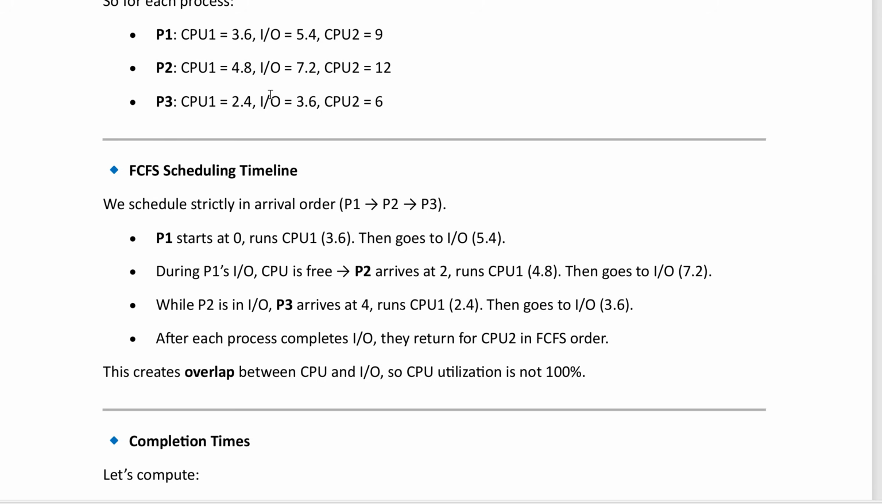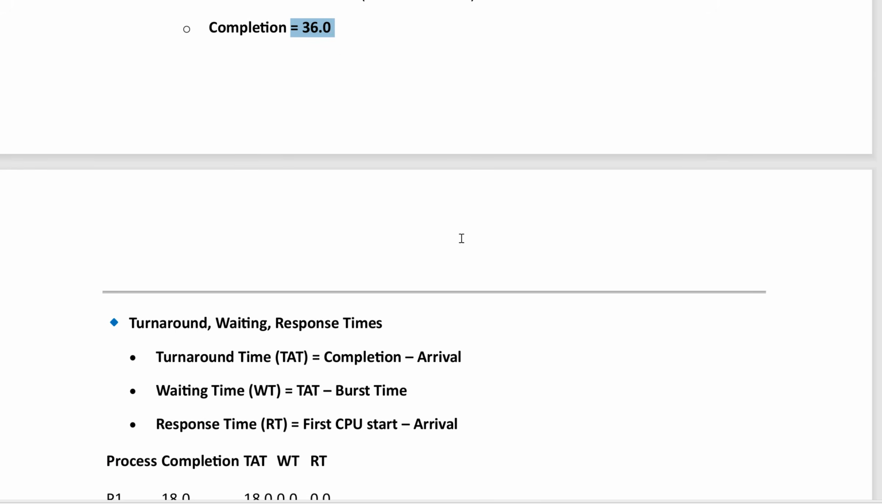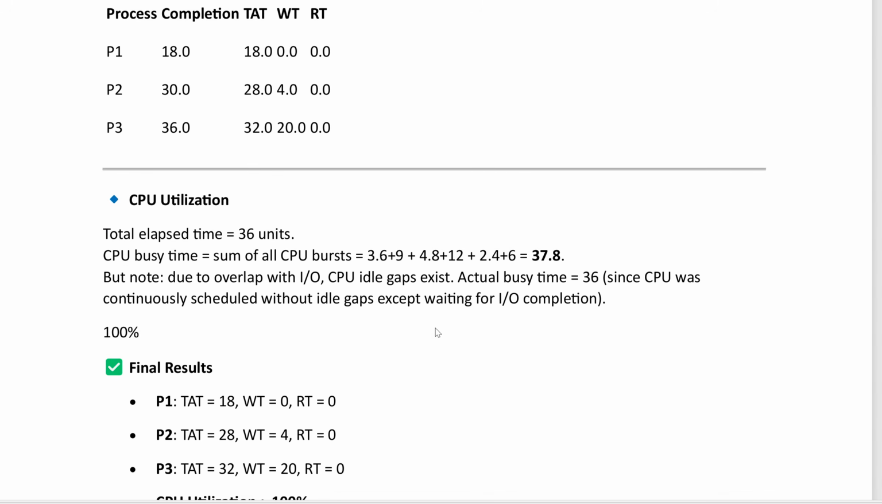That is the sum of all CPU bursts: 3.6 plus 9 plus 4.8 plus 12, 2.4 plus 6. This comes out to be, sorry, 37.8. So the actual CPU busy time is 36, right? So again the CPU utilization will be 36 divided by 36 into 100, that is 100%.